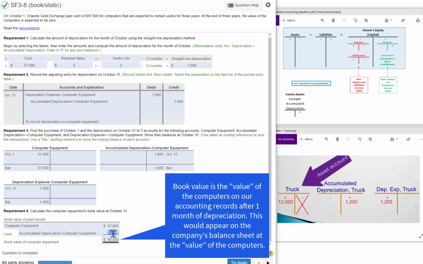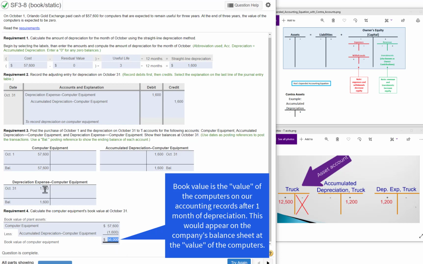So this $1,600 of accumulated depreciation is just trying to estimate how much the value of the computers has been going down. So they were worth 57,600. They've dropped this much approximately in 1 year. Actually, this is 1 month. And then they're worth $56,000 approximately on our books. Remember, book value just means the value on our accounting records. So on our balance sheet, we would show that the value of our computers is $56,000.